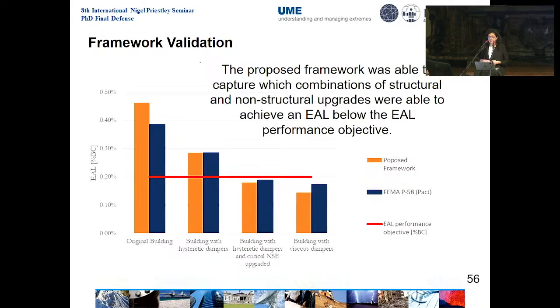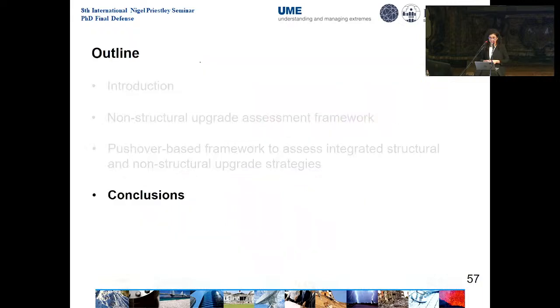And now, to validate the results, again, we use the FEMA P58 methodology. So we implemented, in fact, our model of the original building, of the building with hysteretic dampers, of the building with hysteretic dampers and air handling units and the chillers upgraded, and of the building with viscous dampers. So as you can see, we have some differences between the framework and the FEMA P58. However, the framework is able to capture which combinations of structural and non-structural upgrade are below the expected non-loss performance objective.